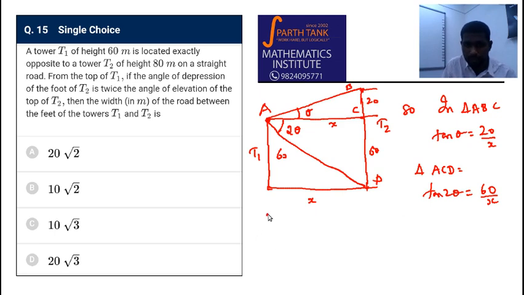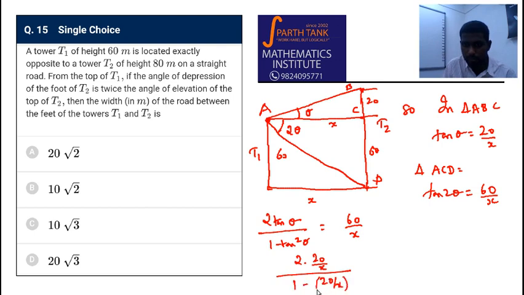We know tan 2 theta is 2 tan theta by 1 minus tan squared theta. Now this is 60 upon x. Now we have tan theta is 20 upon x. So 2 times 20 upon x by 1 minus 20 by x the whole squared is 60 upon x. Or to simplify this a little bit, I get 40 upon x into x squared. If I make the LCM here, I get x squared minus 400 is 60 by x.